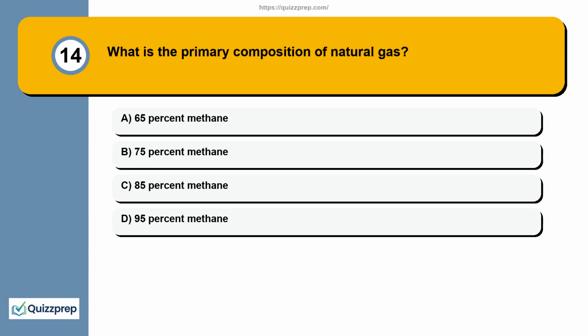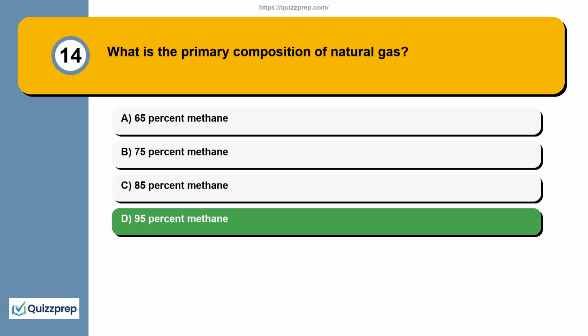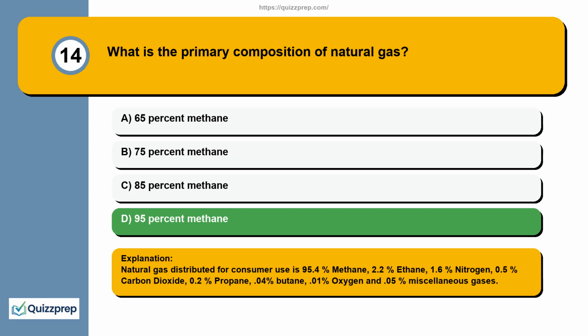Question 14. What is the primary composition of natural gas? 65% methane, 75% methane, 85% methane, 95% methane. Natural gas distributed for consumer use is 95.4% methane, 2.2% ethane, 1.6% nitrogen, 0.5% carbon dioxide, 0.2% propane, 0.04% butane, 0.01% oxygen, and 0.05% miscellaneous gases.